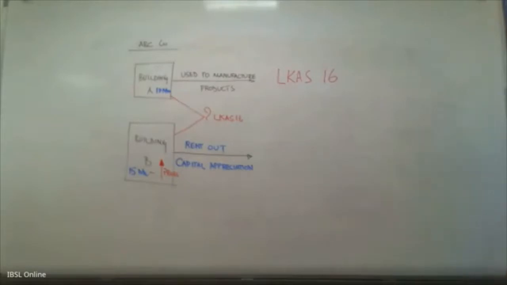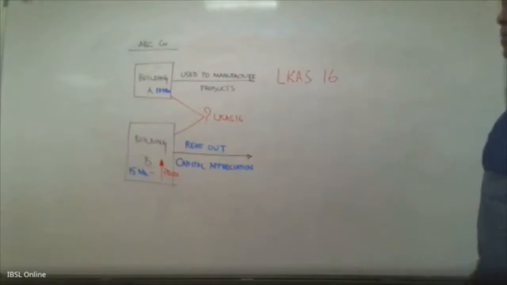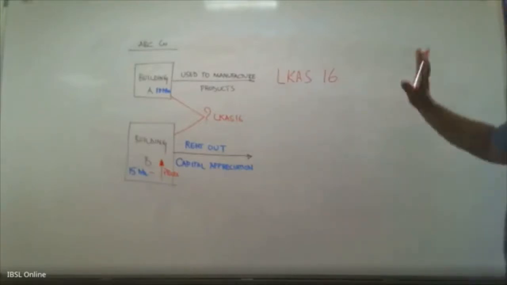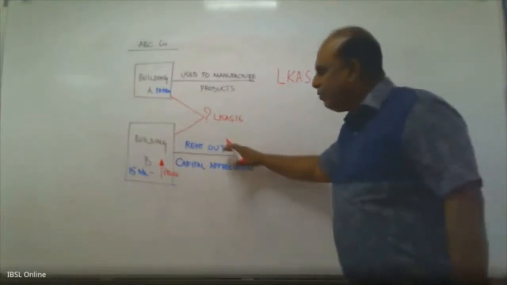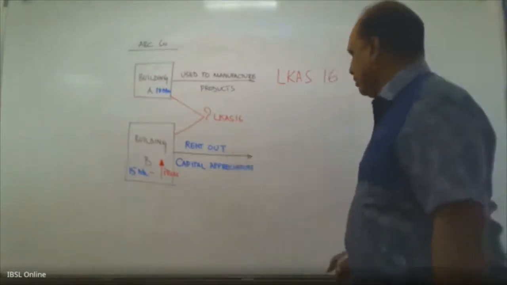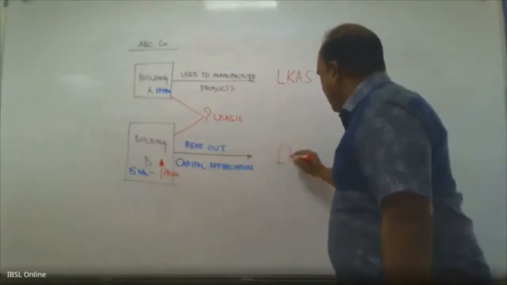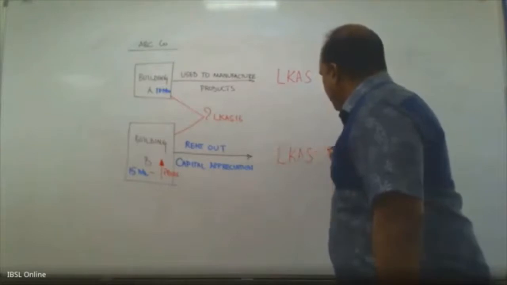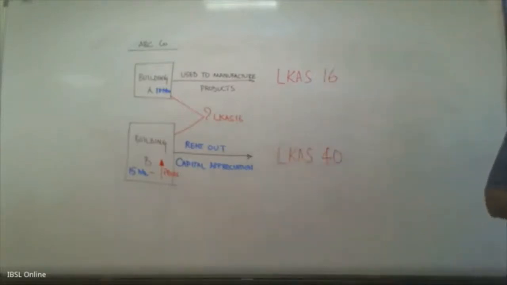Okay. The moment you decide I'm going to use it to manufacture my products or do my business or for administrative purposes, I have to apply LKS 16. But if I am looking at these two options, then I can't apply LKS 16. I have to go with LKS 40. Is this understood?